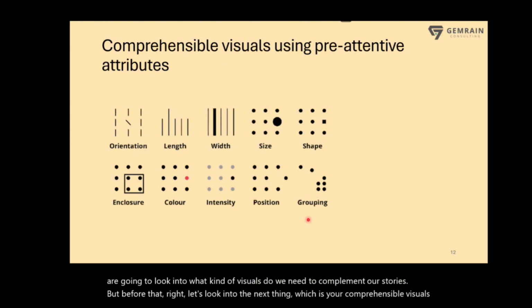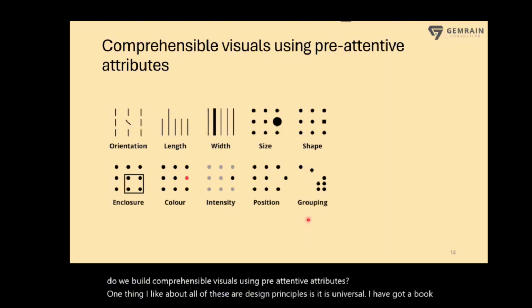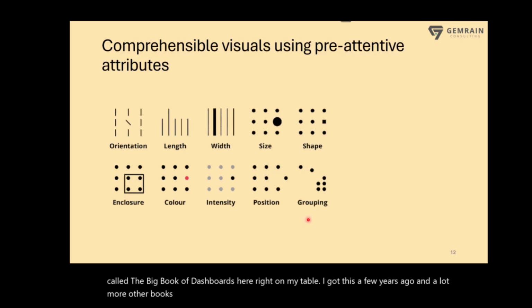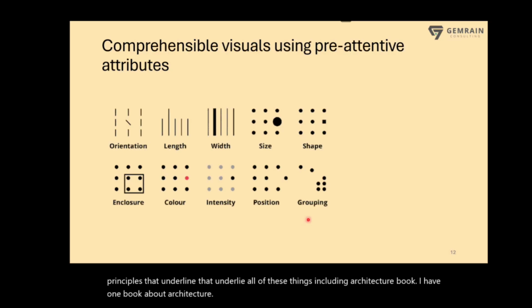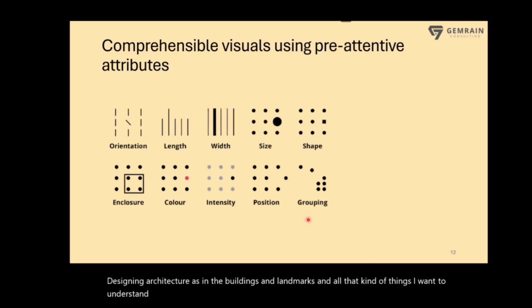How do we build comprehensible visuals using pre-attentive attributes? One thing I like about all of these design principles is it is universal. I have got a book called The Big Book of Dashboards here, right on my table. I got this a few years ago, and a lot more other books incoming about visualization because I need to understand what are the principles that underlie all of these things, including architecture book. I have one book about architecture, designing architecture as in the buildings and landmarks and all that kind of things. I want to understand how humans perceive all these things, right?